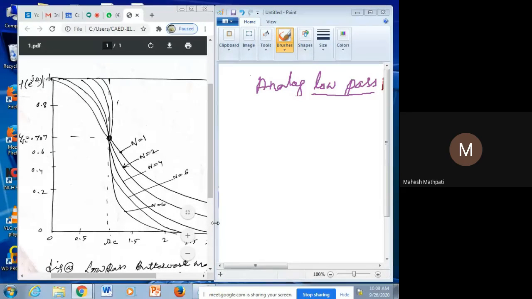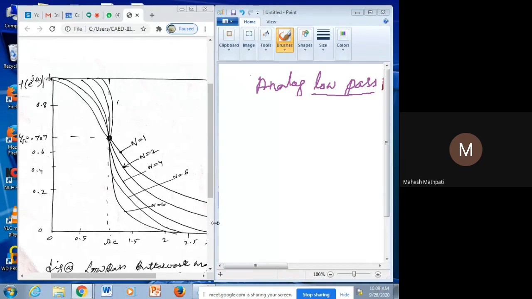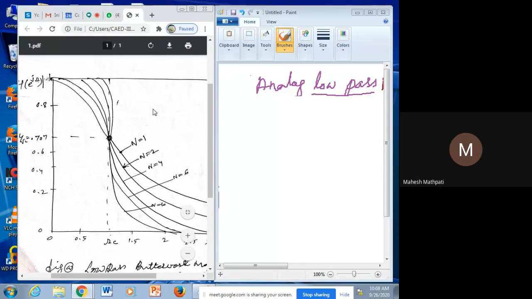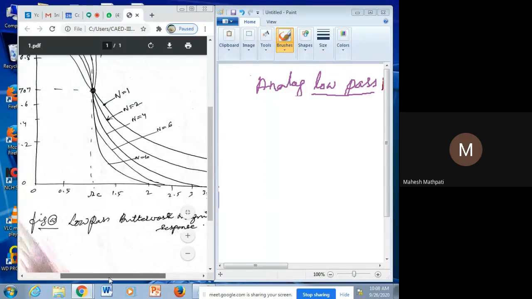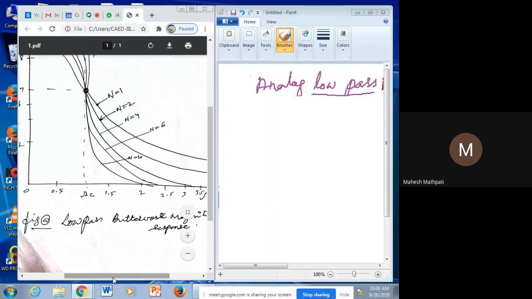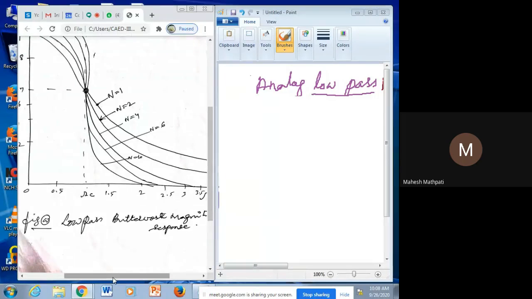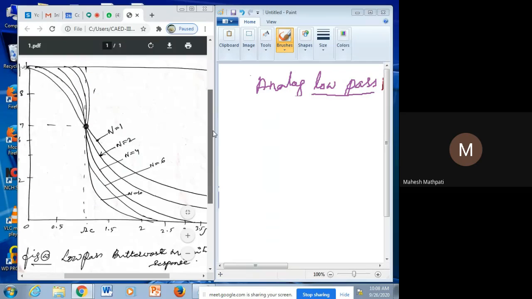Okay. Now you just write one line. What have you written after the diagram? Have you given the name for that? The name is low pass Butterworth response, or the magnitude response you can write. Low pass Butterworth response or simply the magnitude response. Okay.